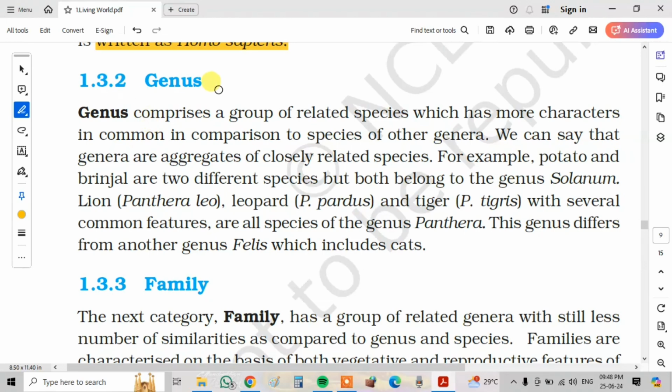Next, genus. The genus comprises a group of related species which has more characters in common in comparison to the species of other genera. We can say that genera are aggregates of closely related species. For example, potato and brinjal are two different species, but both belong to the genus Solanum. Lion, Panthera leo, leopard, Panthera pardus, and tiger, Panthera tigris, share several common features as species of the genus Panthera. This genus differs from another genus, Felis, which includes cats.